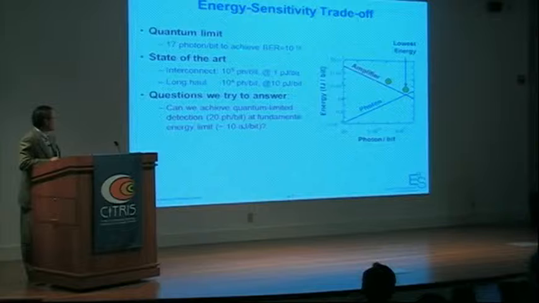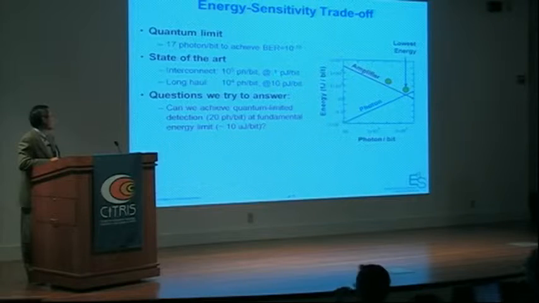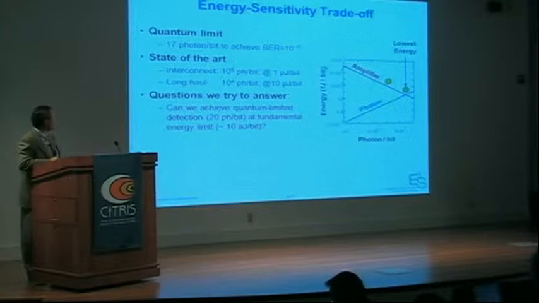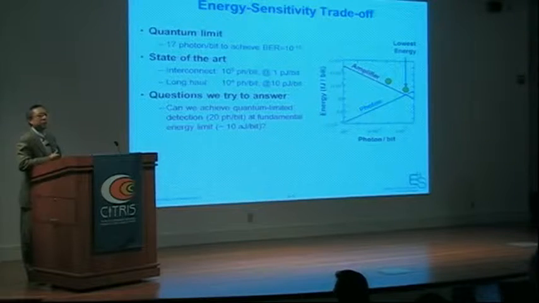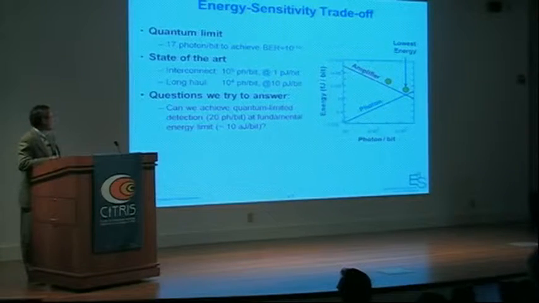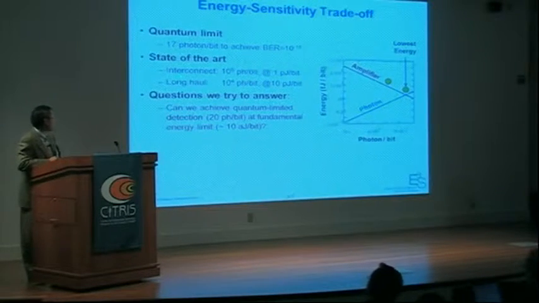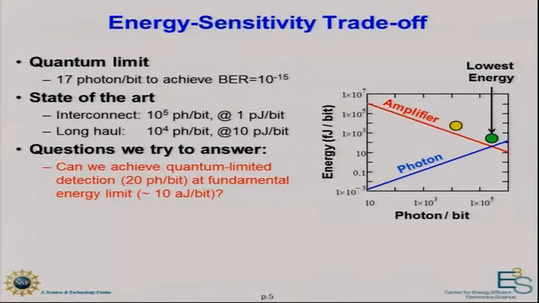Now, there are two issues involved in designing a link. There is the energy issue, measured for example by joule per bit, and there's a sensitivity issue. How many photons do you need in order to successfully complete the link? If we look at the current commercially available links that are carried by photons, for short distance, let's call this interconnect, it operates at 10 to the 5th photons per bit, so 10,000 times more than what we need for the quantum limit. It's consuming roughly about a picojoule per bit.